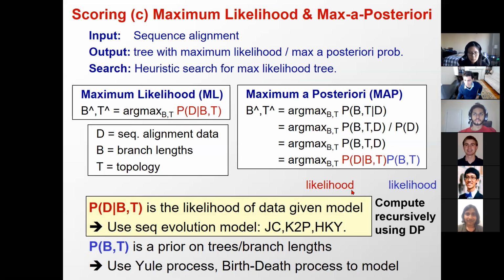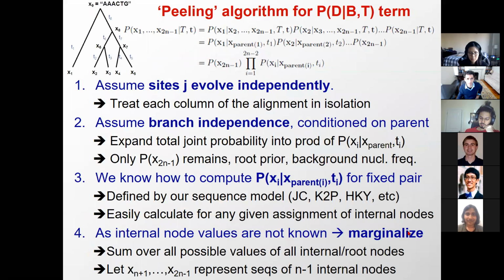So what we're going to be doing now is we're going to compute this P of D given B and T, and that's the same whether I'm using maximum a posteriori or maximum likelihood, because the only difference is this prior here. So let's now compute the probability of the data given the branch length and the topology. So this is a generative model. This is basically saying how likely am I to generate these data given the branch lengths and the topology, and we're going to be computing that recursively using dynamic programming.